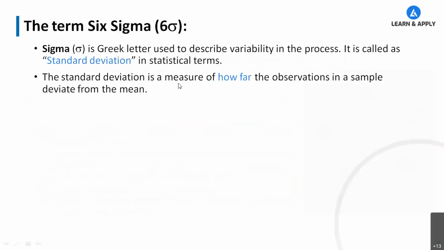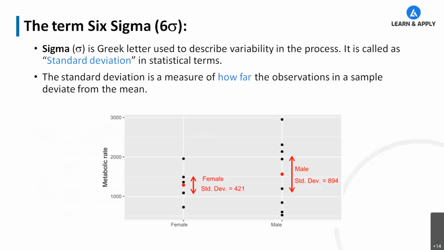The standard deviation is a measure of how far the observations in a sample deviate from the mean. For that we will see one example. Let's say this is one example where we have plotted metabolic rate, and there are two sectors. One is female and the second is male. Against that we have plotted the metabolic rate.